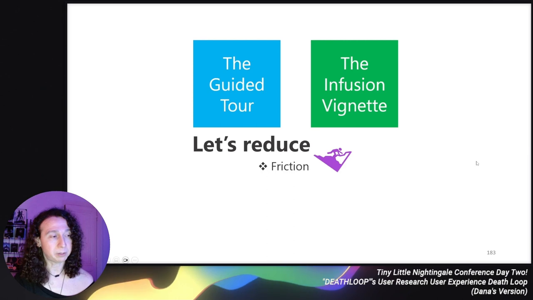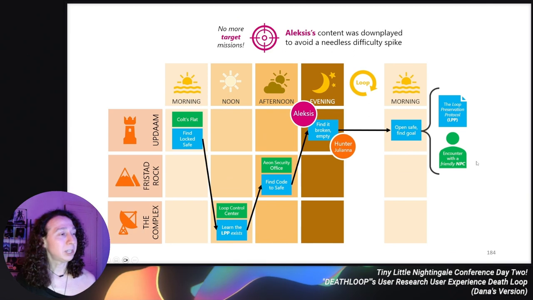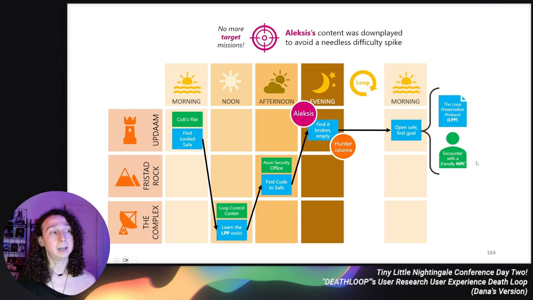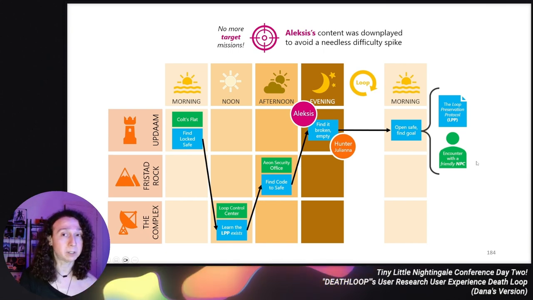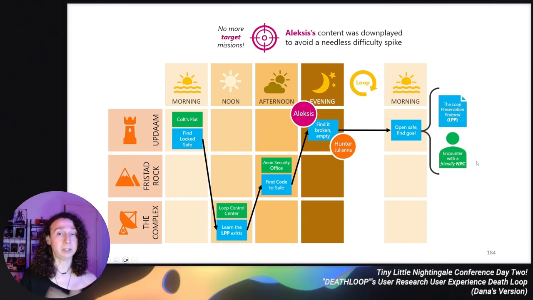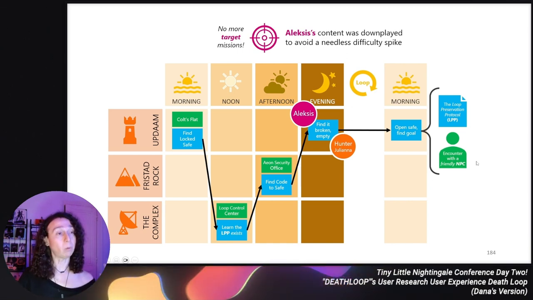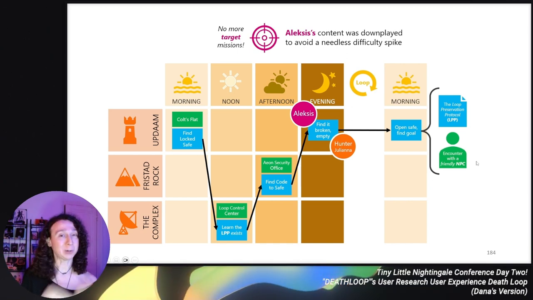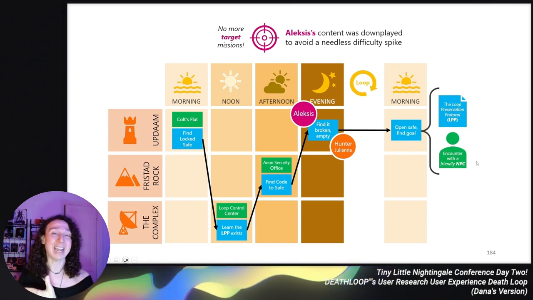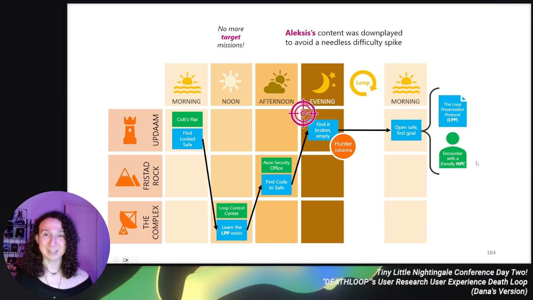We still want to reduce some of the friction, and there's still some cognitive load to take care of. So, like I said, there's no more target missions, so we're now really downplaying Alexis's content to avoid a difficulty spike when they're in Updom in the evening. Before, when you would go to the mansion, there was a target mission there, so you get objectives, tasks, all of that stuff. When you're in the guided tour, just trying to complete the guided tour, and players were trying to defeat Alexis Dorsey during the first hour or second hour of their game, that wasn't working. So that all gets downplayed.